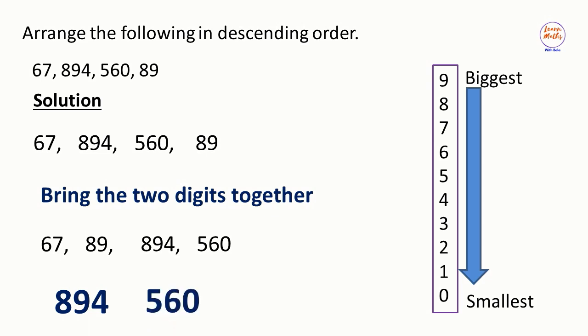So you are going to start by checking the first numbers of the 3 digits. Here you have 8 and here you have 5. So 8 is bigger than 5. So we'll start by arranging using that approach. 894, then 560. So we are done with the 3 digits. Then we'll move on again to look at the 2 digits where you have 67 and you have 89. So here the first digit is 8, and then you have 6. So which comes first? 8. Good. Don't forget, this is descending order.